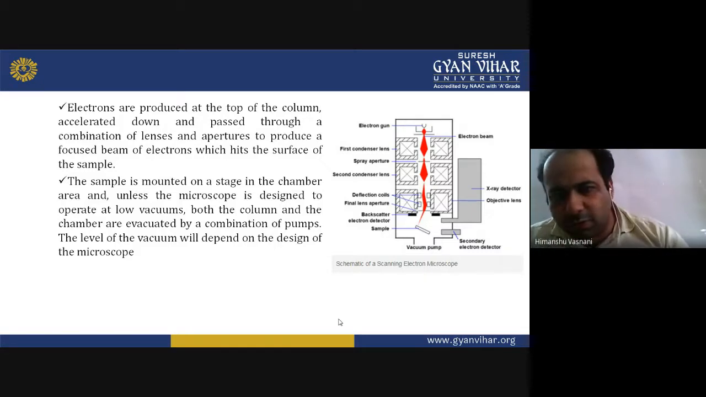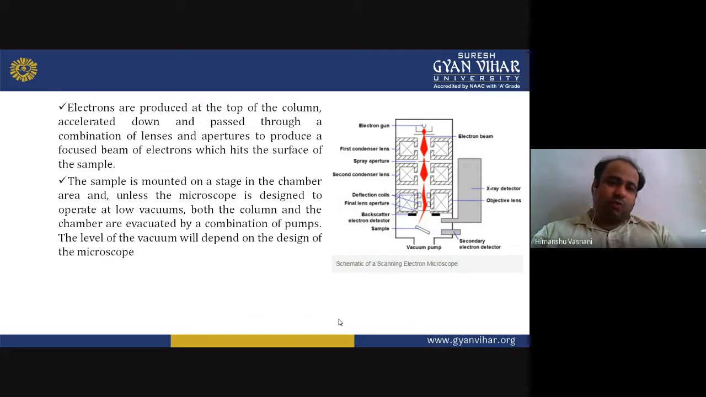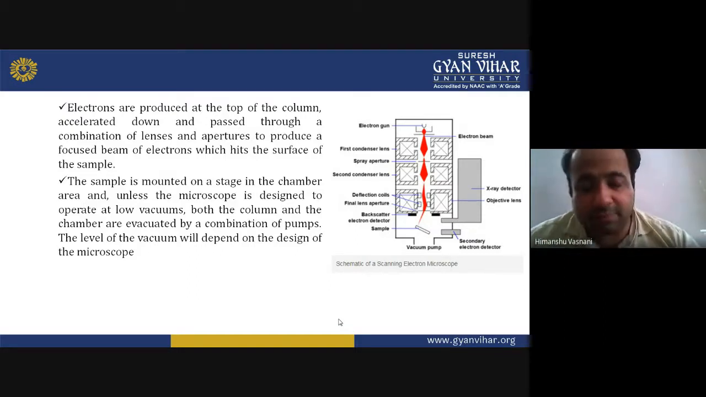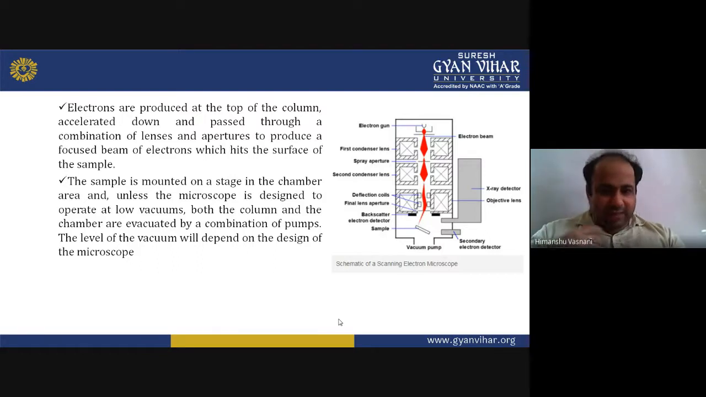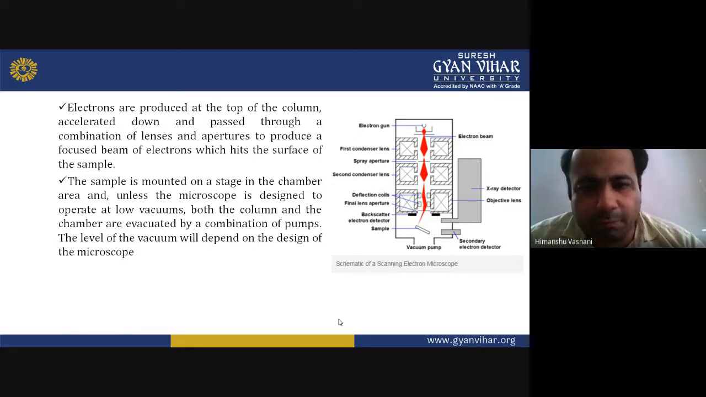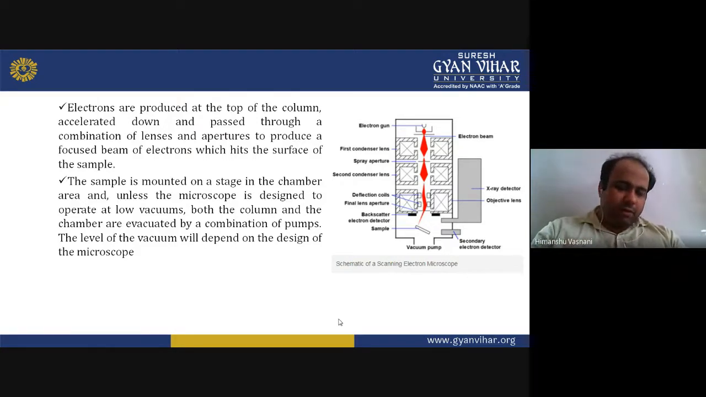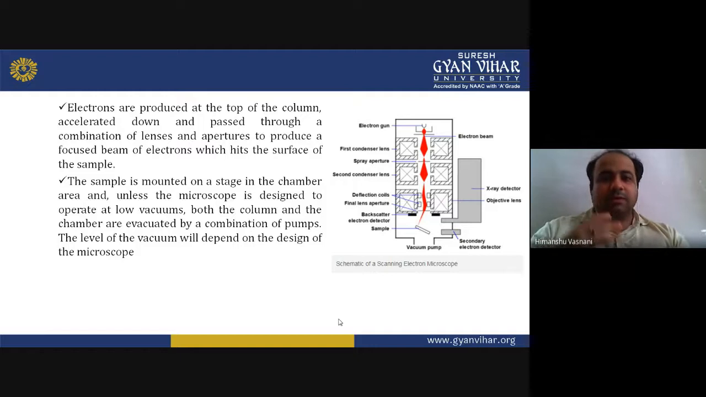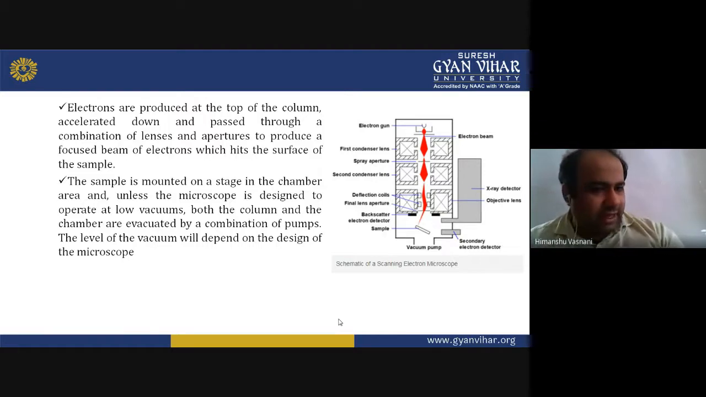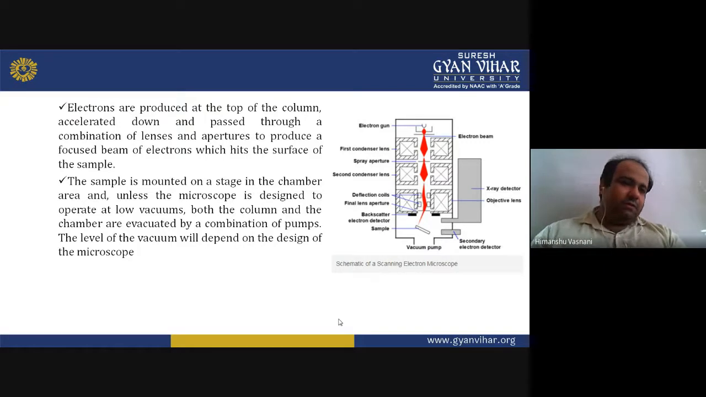The sample is mounted on a stage in a chamber area, and unless the microscope is designed to operate at low vacuum, both the column and the chamber in which the sample is kept are evacuated by a combination of pumps. Now the level of the vacuum will depend on the design of the microscope.